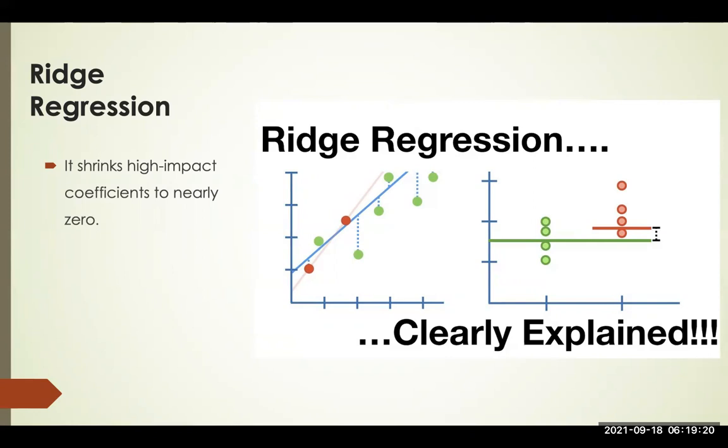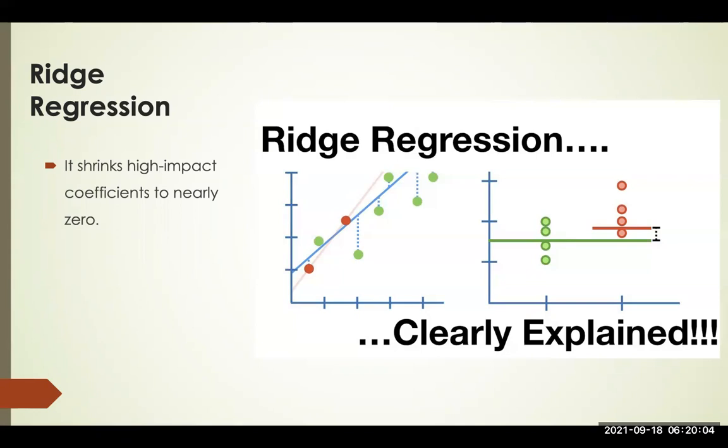The one with high distance will have high impact on the model, and the one with small distance will have small impact. So what it does is try to shrink or reduce the coefficient to be as small as possible, close to zero, but not exactly zero. So it shrinks high impact coefficients or variables to nearly zero. After you fit the model, it looks at the variables that have high coefficients, and it tries as much as possible to reduce those coefficients to be nearly zero.